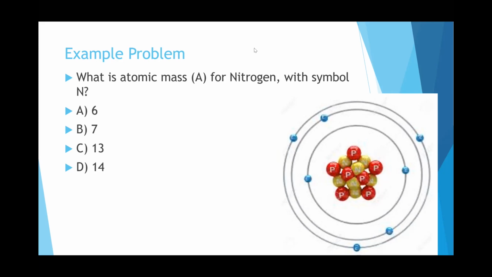But we want the atomic mass, or how much it weighs. Remember, electrons usually don't weigh anything. So it's the sum of protons and neutrons.